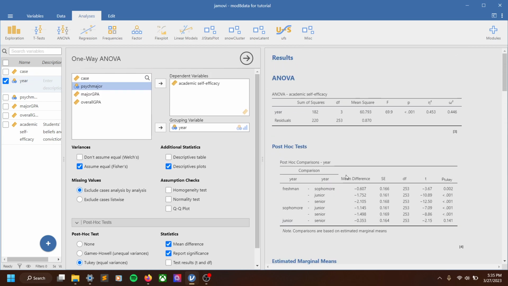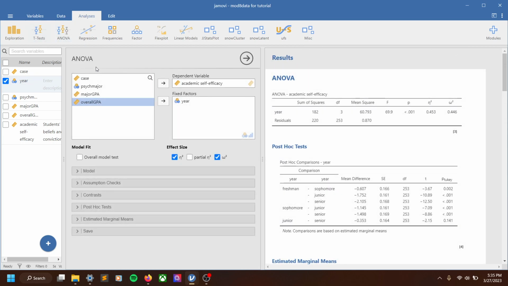But like I said, overall, I like just using the ANOVA function because it gives us just a little bit more flexibility and freedom over how we do it.